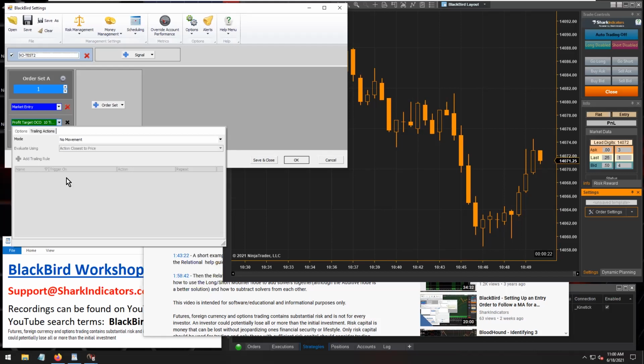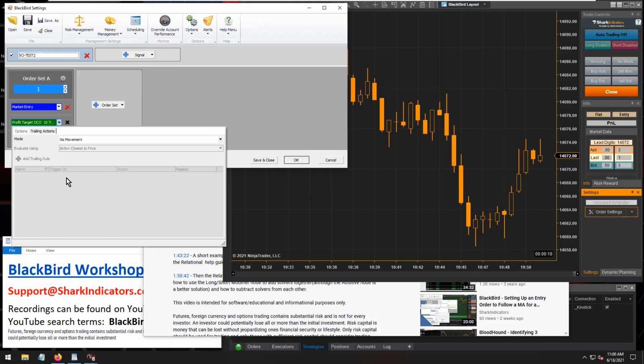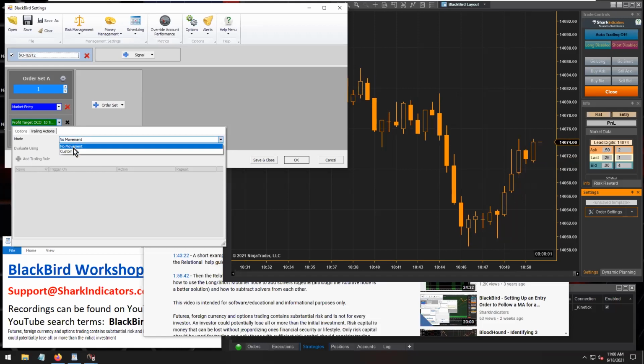So Edward's saying, let's say if price touches the SMA 14, right? So you have a fast moving average, and if price pulls back and touches that fast moving average, that could be our definition of a pullback here. Okay, Edward is clarifying: once that profit target is pulled in, he wants to keep it there. Okay, so in the trailing actions tab here, we need to create a custom trailing rule.